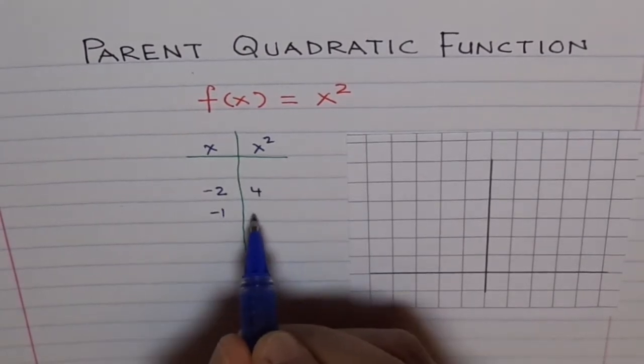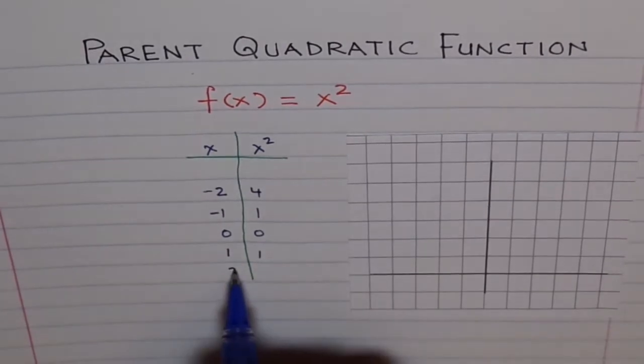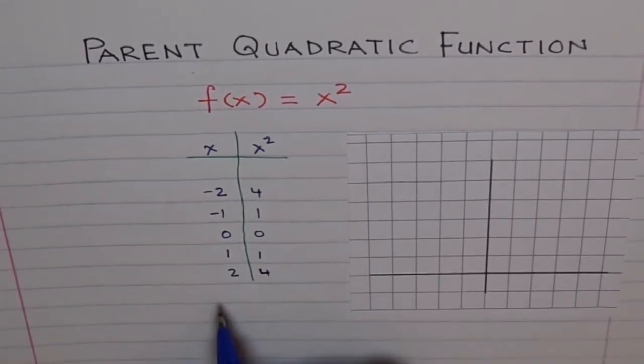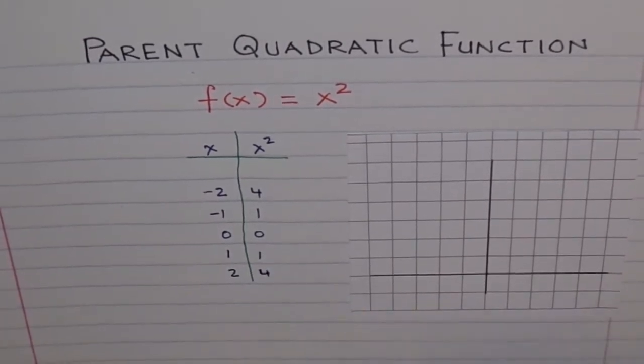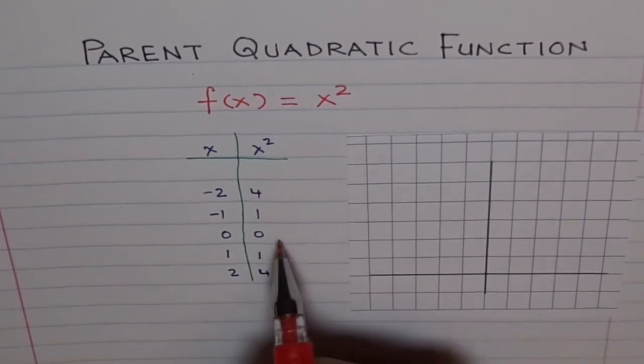How about square of -1? 1. 0, 0. 1, 1. 2, 4. You could take any points, 3, 9, like that. But we have limitations on our graph, so these are very good points. So let's start plotting these points on a graph.